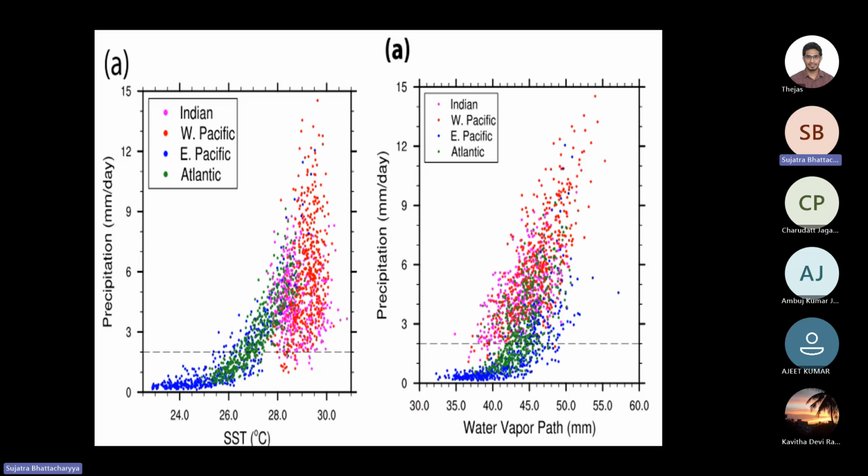And if instead of SST you use water vapor, which is my favorite, you can see it collapses, sort of, not completely, but almost. So today you will relate rainfall to water vapor, not SST. But at that time, there was only SST data available.